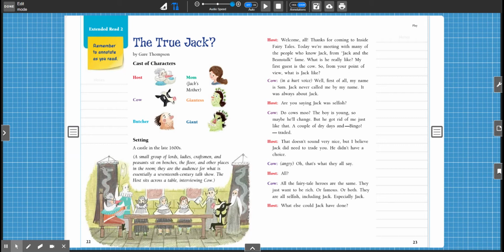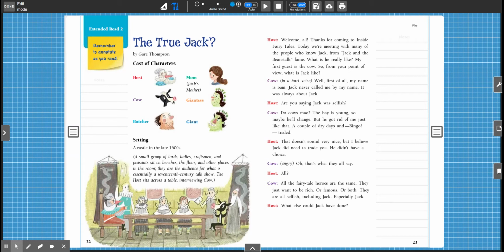We are going to read half of this play today, and then in the next video, you will find the other half. We're going to read a play today called The True Jack. Now, if you look at page 22, you will notice that it starts by showing us the characters. We have a host, a cow, a butcher, a mom, a giantess, and a giant. Okay, so those are going to be our characters. So when you have a play, it always introduces the characters first, and it also gives the setting. So the setting is where or when a play or story takes place.